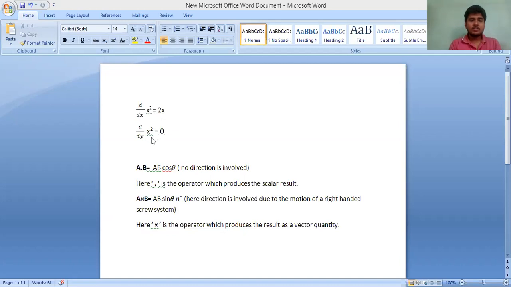So what we can see here is that the operators are transforming or converting the given function x square into another function. In the first case this is 2x and in the second case this is 0. Let's take another example.